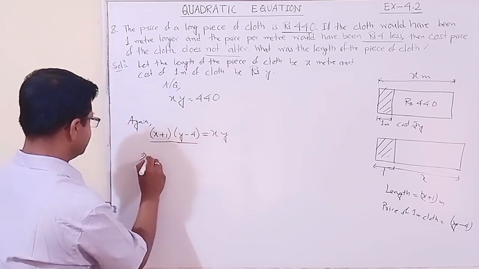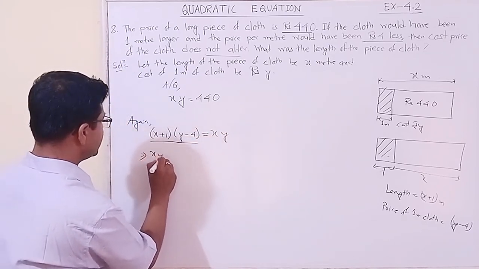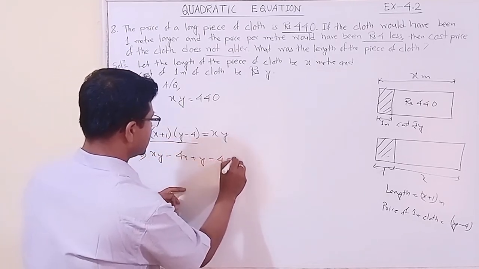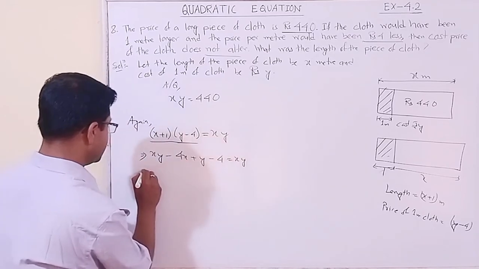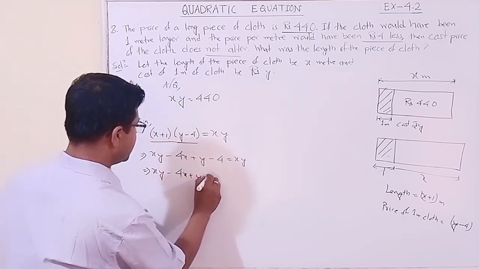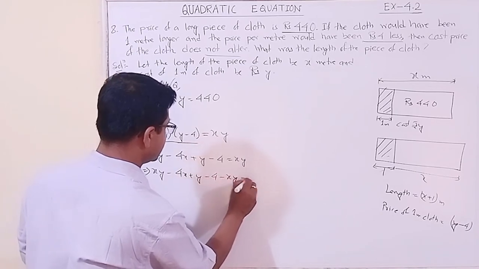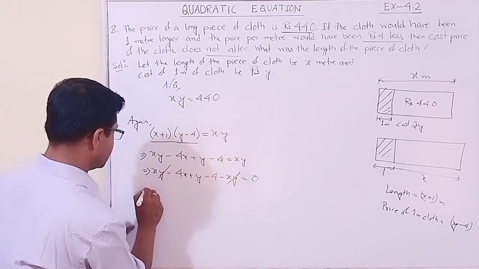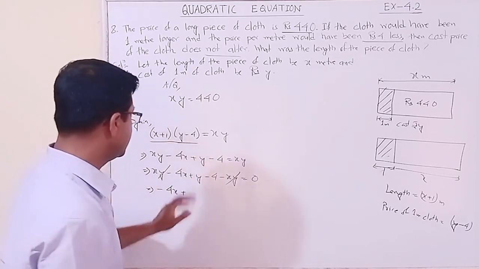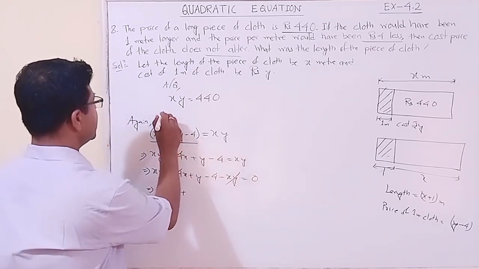Let us simplify. x into y minus 4 plus 1 into y minus 4, that is xy minus 4x plus y minus 4, is equal to xy. Let us bring this xy to this side. xy minus 4x plus y minus 4 minus xy is equal to 0. xy and xy would get cancelled, leaving minus 4x. Let us convert this equation in terms of x only. So from here, what is y?